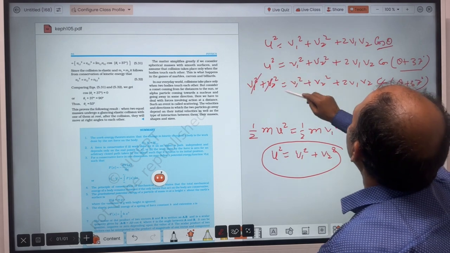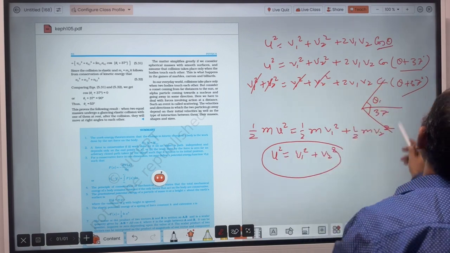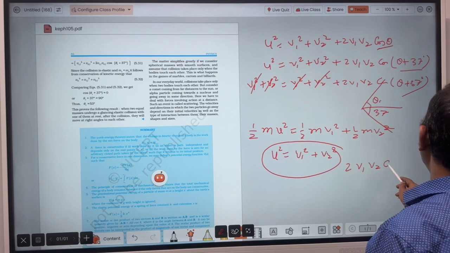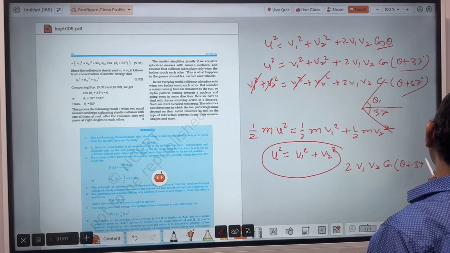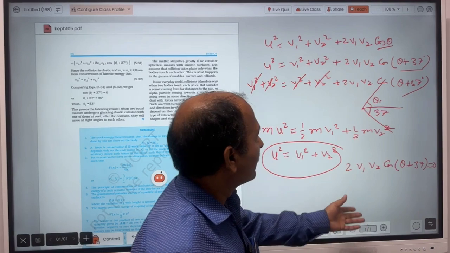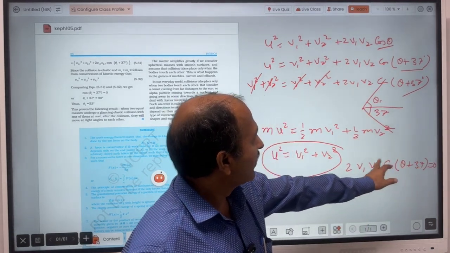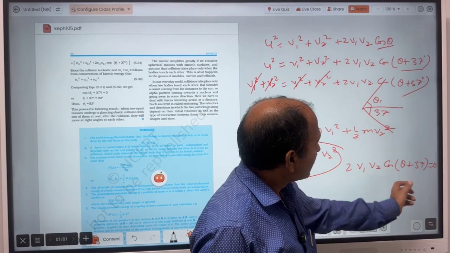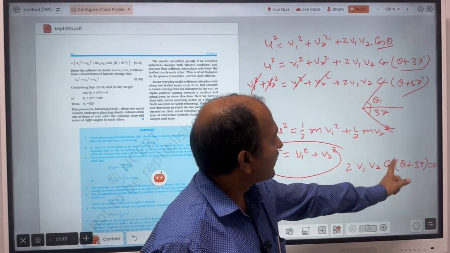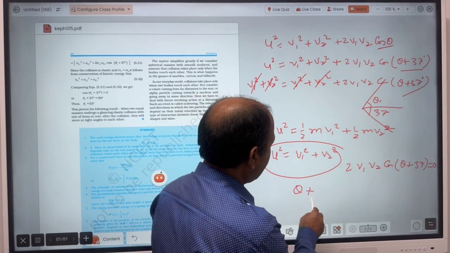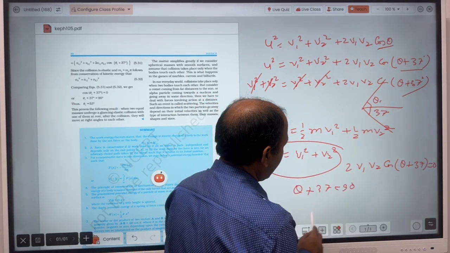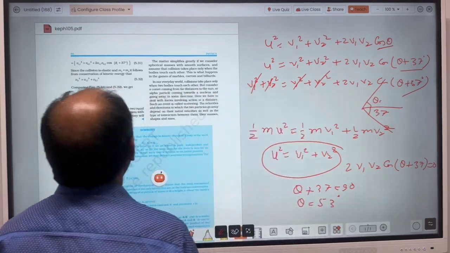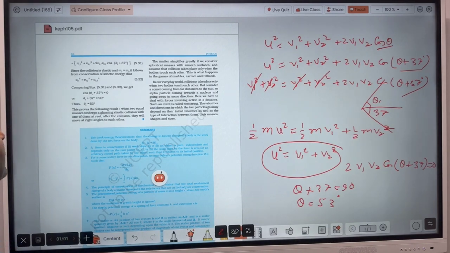Now these two terms will cancel out, so we will be left with twice of v1 v2 cos of theta 1 plus 37 equal to 0. Since v1 and v2 are not 0, this cosine term must be 0. For that it is necessary that theta 1 plus 37 must be 90, because cos 90 is 0. So theta 1 plus 37 is 90, from where we get theta 1 equal to 53 degrees. Yes, so we have got the answer.